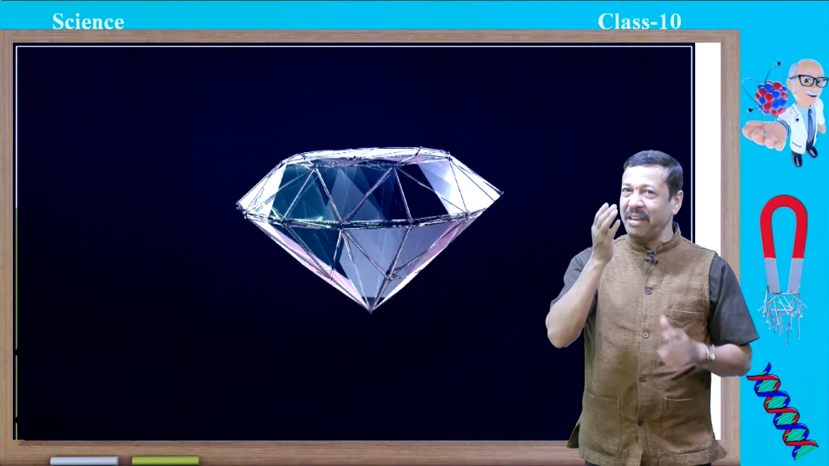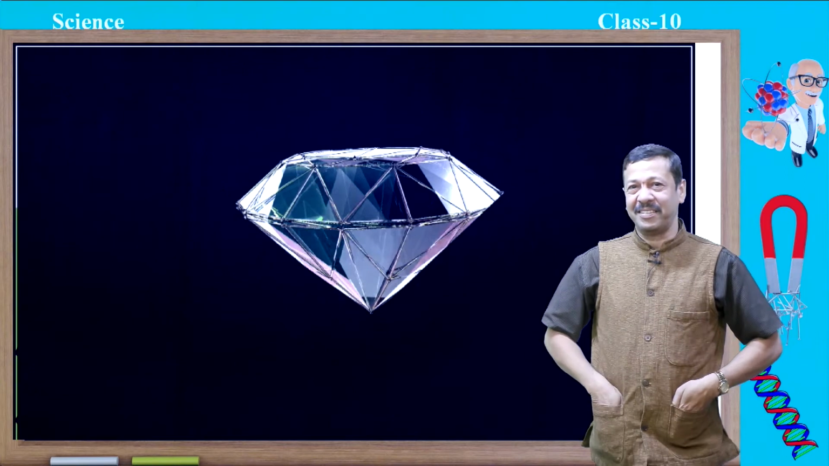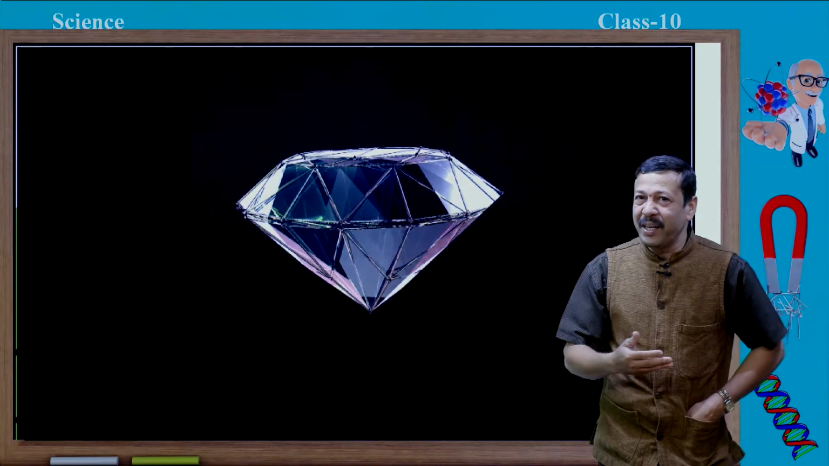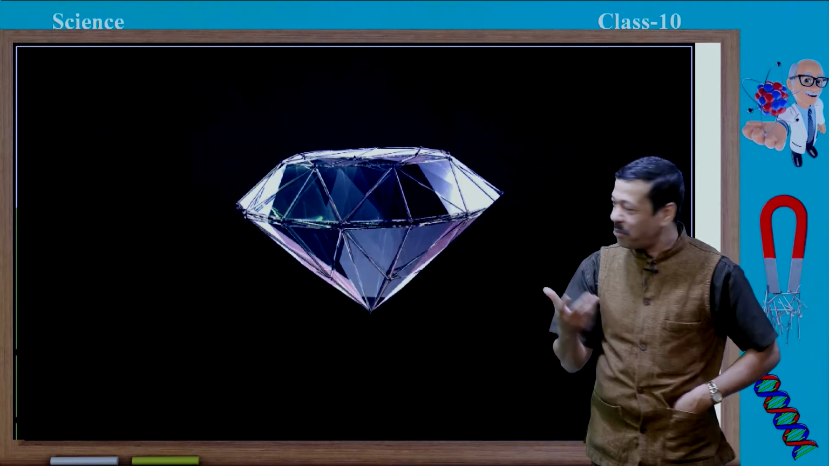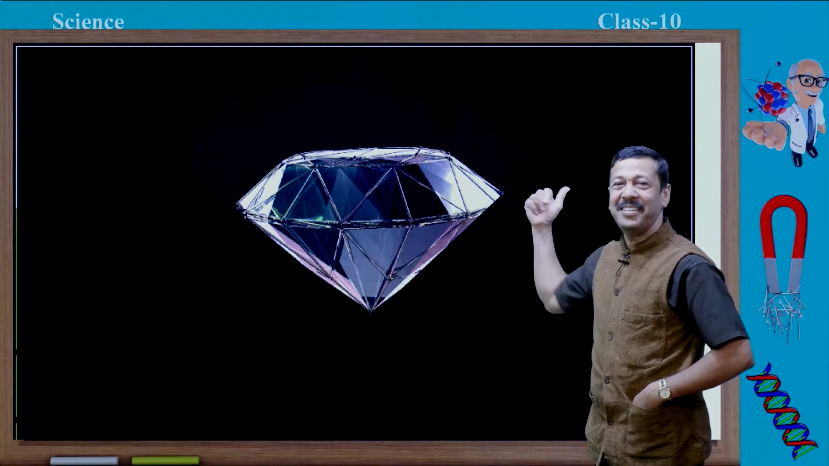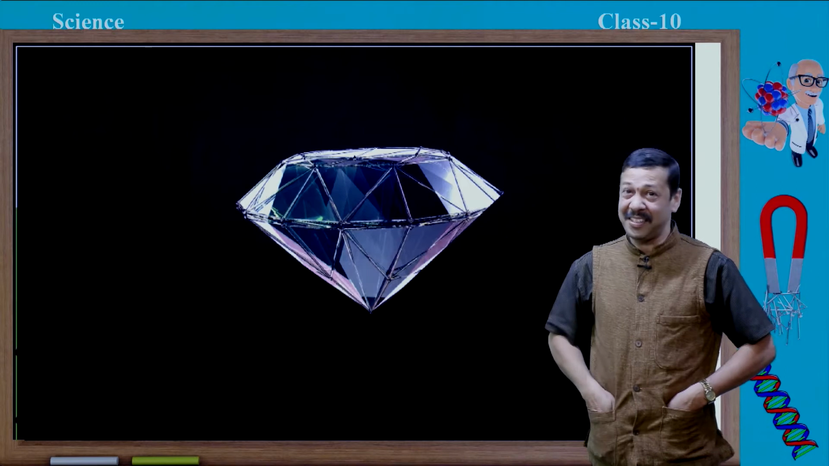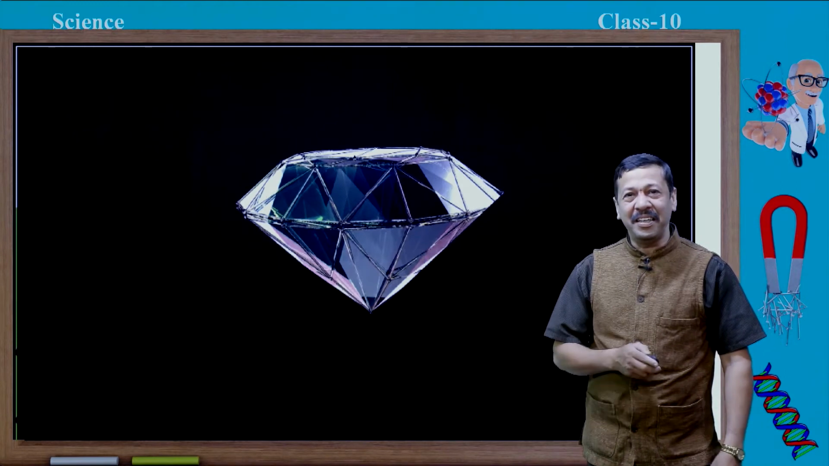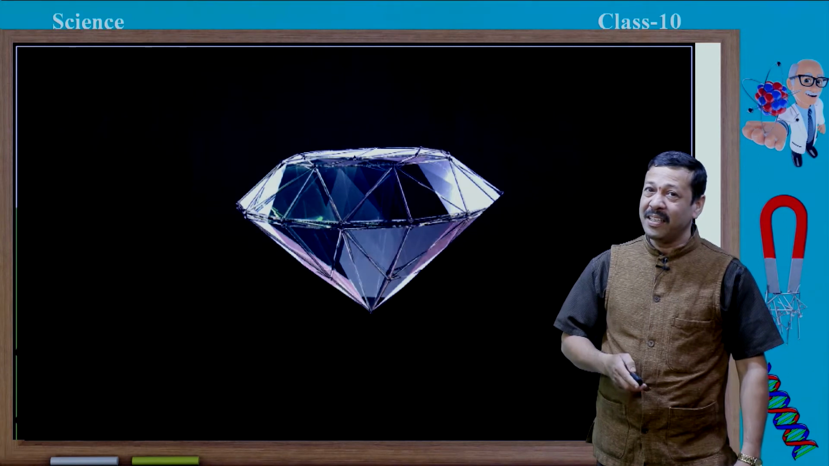You are eagerly waiting for science class, right? Yes. Today we are going to learn about what? What are you seeing? Yes, diamond, the allotrope of carbon. Then let us study about diamond.